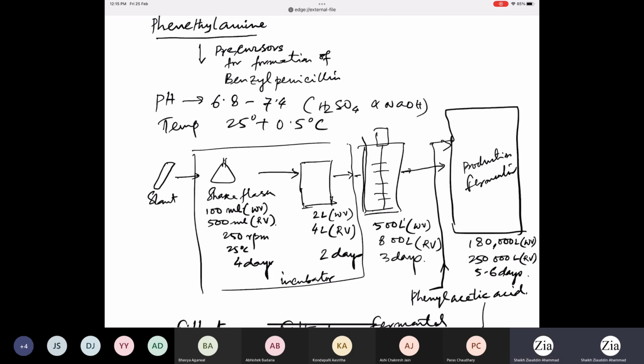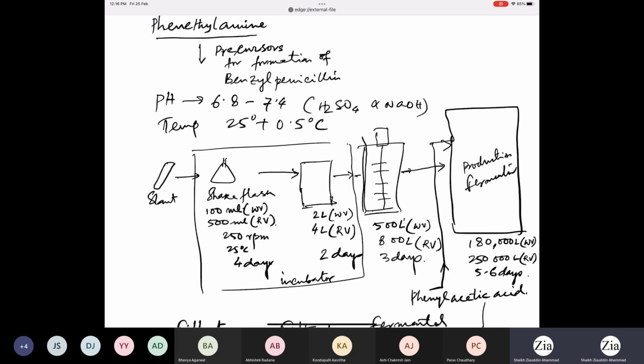But in this system, again, this is a big vessel only. So you can keep it in the shaker incubator, because this system doesn't have any stirrer inside. So essentially, you transfer the liquid from the 500 ml flask to the 4 liter flask, where the working volume is 2 liter, and keep it for another 2 days in a similar incubator. So essentially, you're maintaining 25 degrees centigrade, and also you try to maintain pH in the range of 6.8 to 7.4.